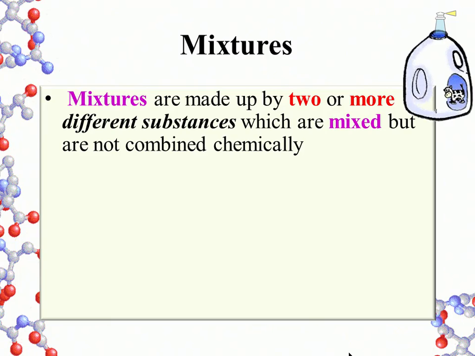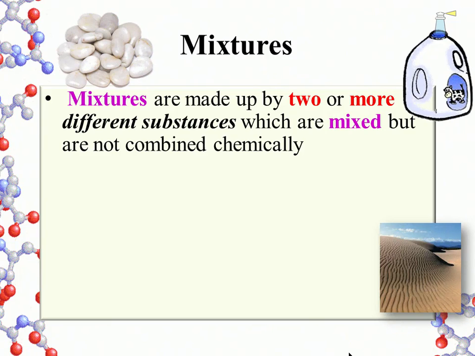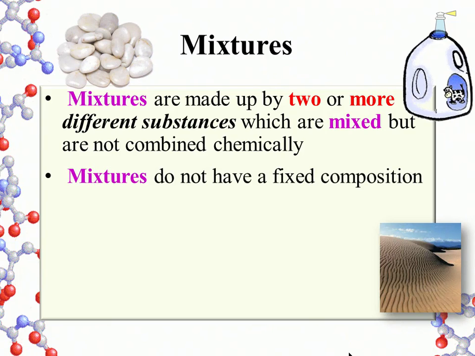Examples include milk, rocks, and sand. Mixtures do not have a fixed composition. A good example is lemonade. Lemonade can be very sweet if it contains a lot of sugar, or can be sour if it doesn't contain a lot of sugar. The amount of sugar is not fixed in making lemonade.